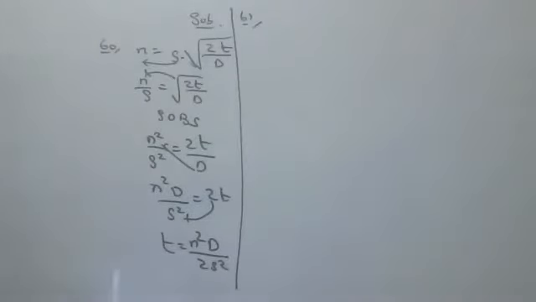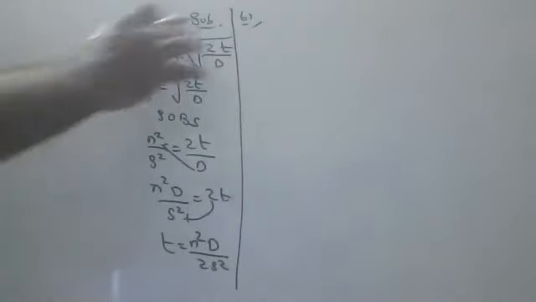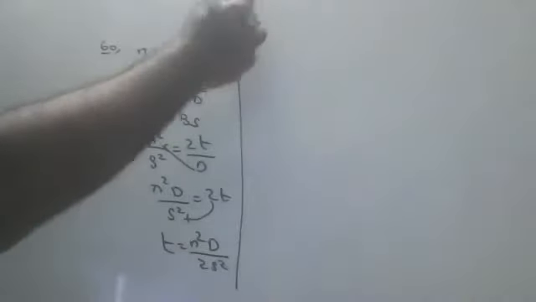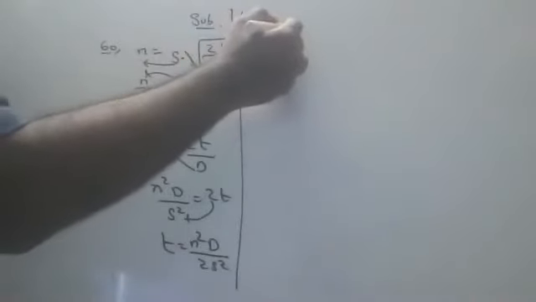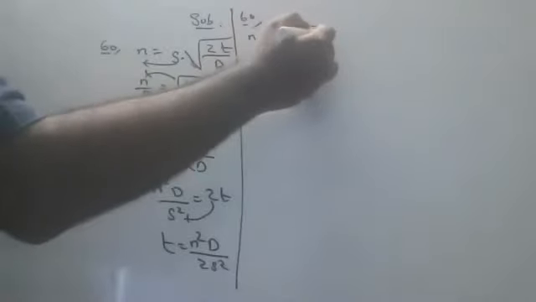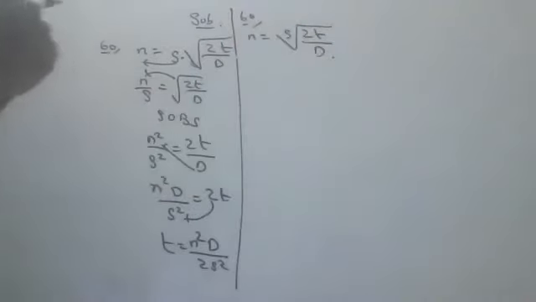Okay, children, I hope you understood. Some people may get a doubt: sir, if s is there here, what should we do? If suppose s is there inside, n is equal to s root of, like this, 2t by d. Then that will be a different issue, children.